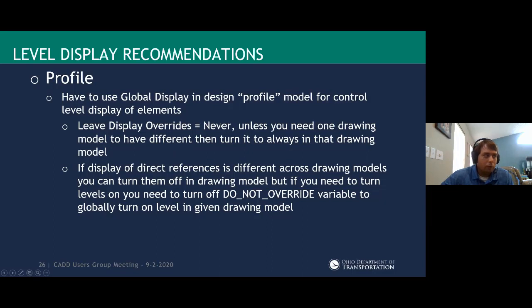The display of direct references is different across drawing models. You can turn them off in the drawing model, but you need to turn that variable off again. So again, when you're dealing with direct references, if you need one to be different than the other, your only choice is to turn that variable off. Hopefully you don't have to go into there. But I keep saying that, but there is that one caveat where you can still turn levels off. So you just can't turn them back on.